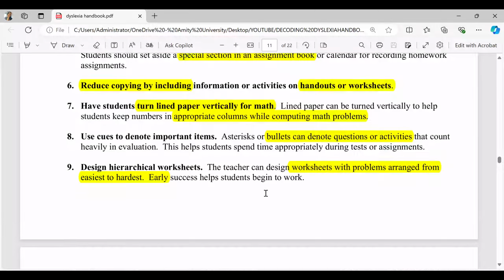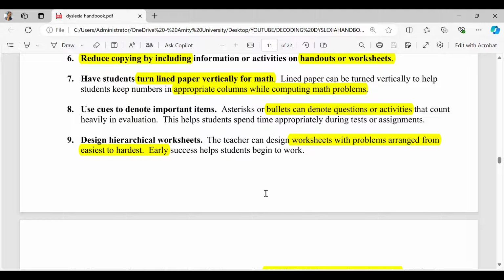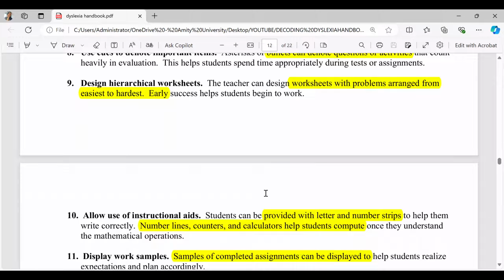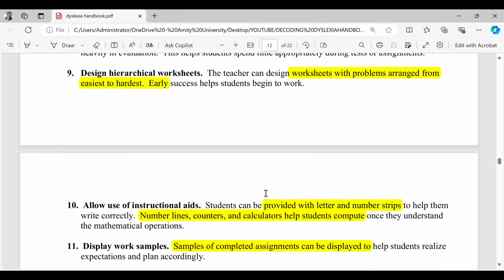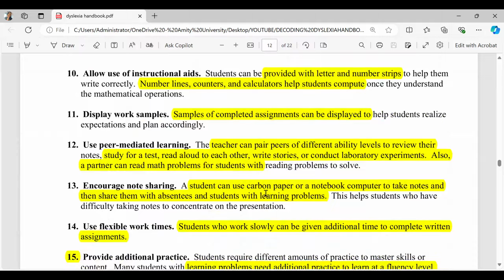Then using cues to denote important terms, using bullets. Dividing an answer into bullets, how to divide it, and you can also help the child to divide one answer into bullet points so that it is easier for the child to learn and to understand with the help of bullets. Then designing the hierarchical worksheets, from easy to hard questions, giving easy to hard worksheets. Then allowing the use of instructional aids like number lines, counters, calculators, displaying the work sample.